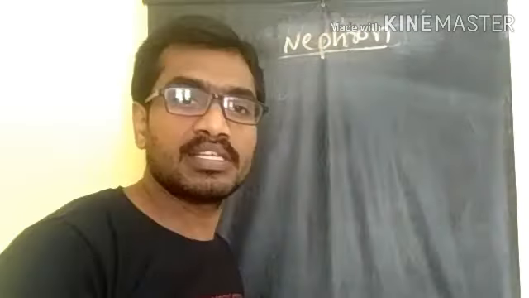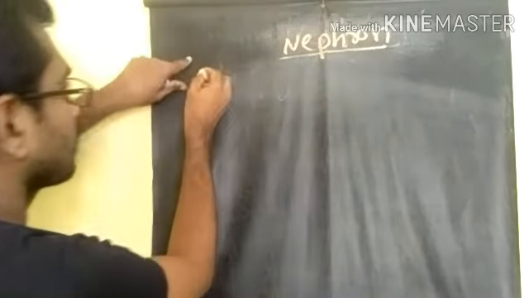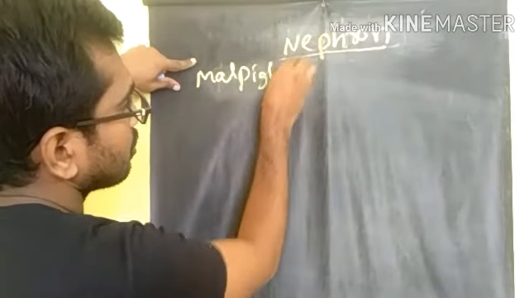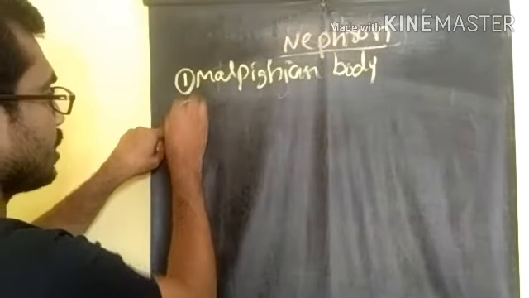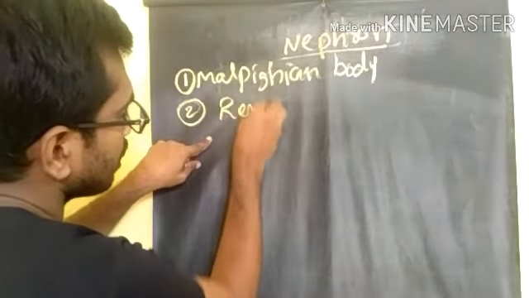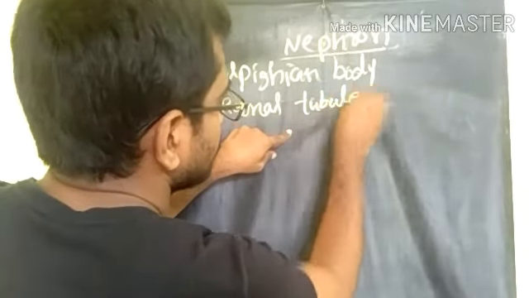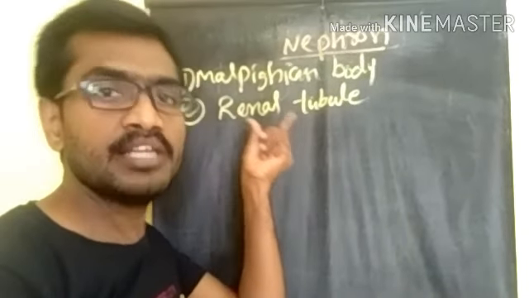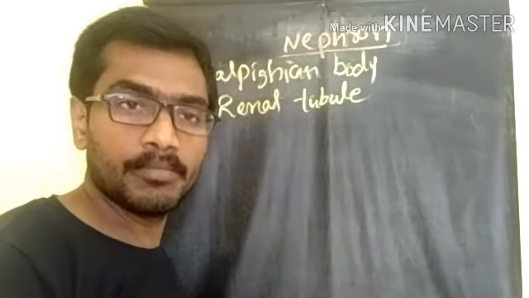So nephrons consist of mainly two parts. One is the Malpighian body. Another one is the renal tubule. So Malpighian body and renal tubule. Let us see the first one, Malpighian body.